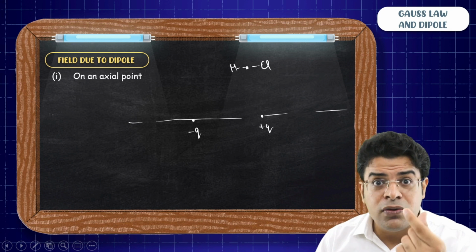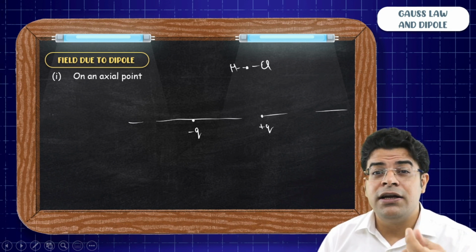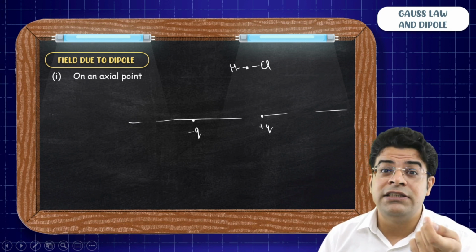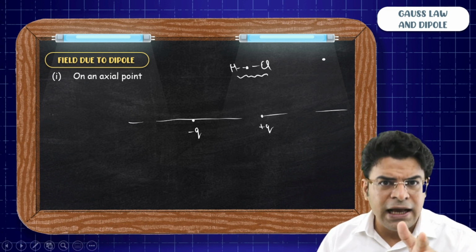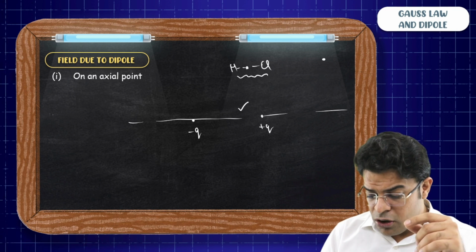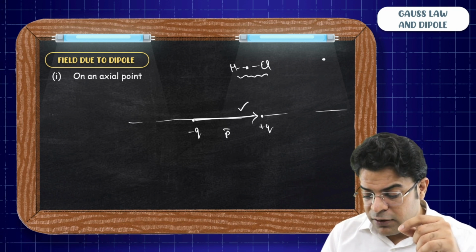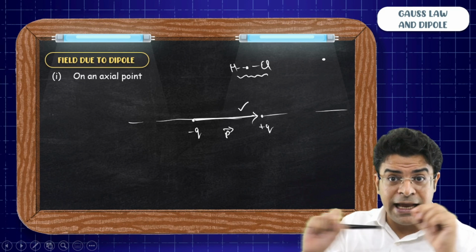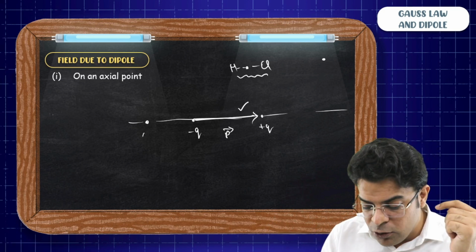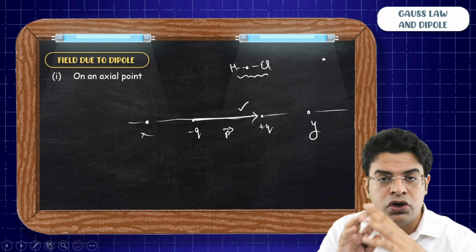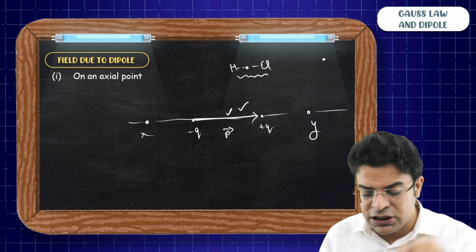You need to understand that we are looking at the electric field produced by an axial dipole at an outside point rather than in between the charges. So when I say that because of a dipole, the electric field produced by it on its axis is in the direction of the dipole moment, I'm talking about the outside points. I'm not at all talking about the points between the charges.